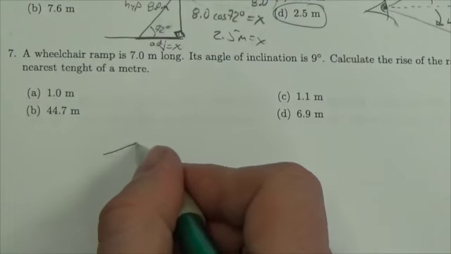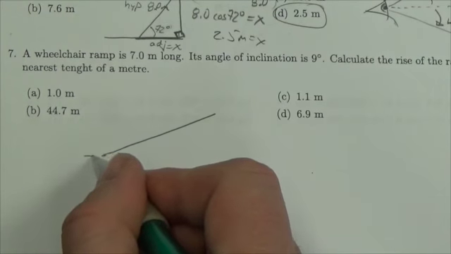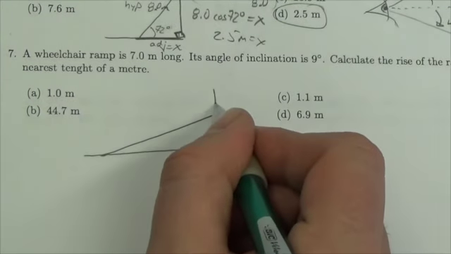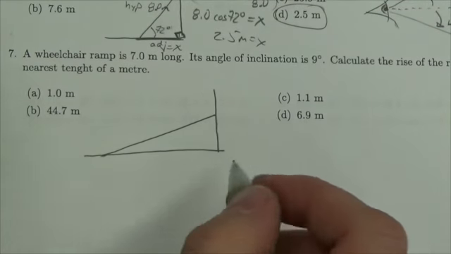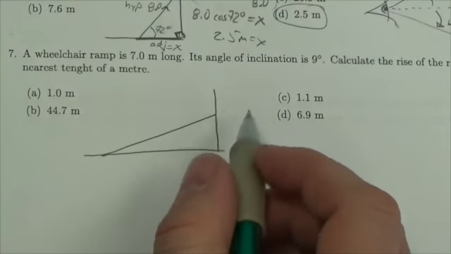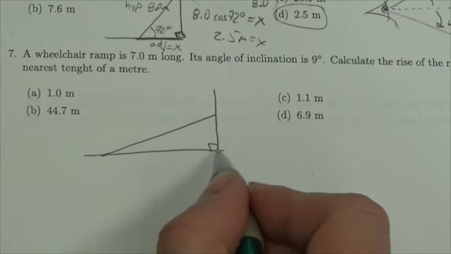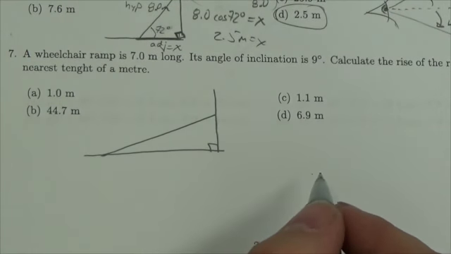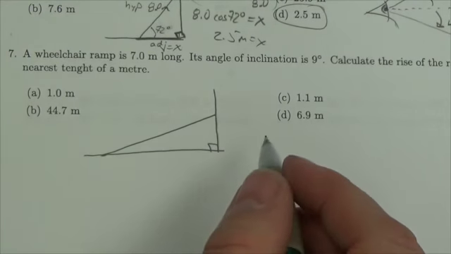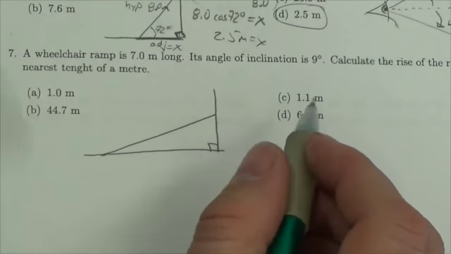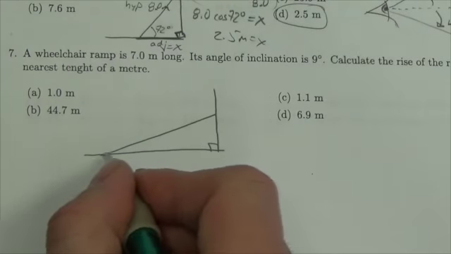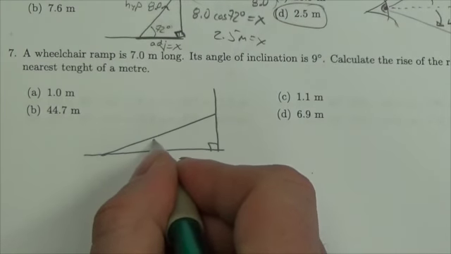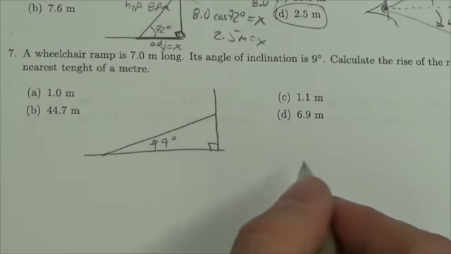So here's our ramp. Here's the ground, and at some point here it's leaning up against something that's vertical. So we have to assume that that's 90 degrees here. Now we are told the angle of inclination. We have chatted about that in the past. The angle of inclination is the angle above the horizontal. So in that case, the horizontal is the ground here. So this angle right here is my 9 degrees.